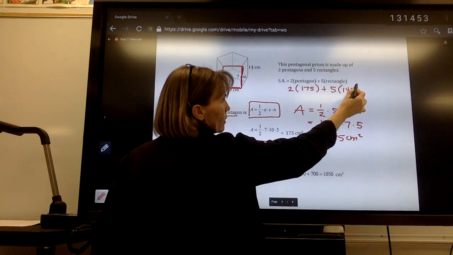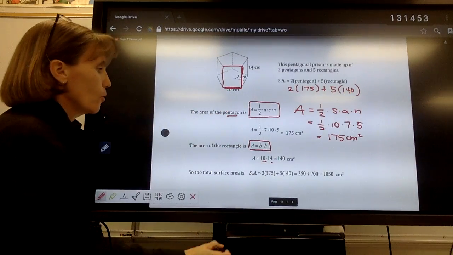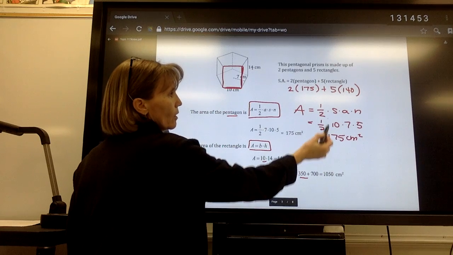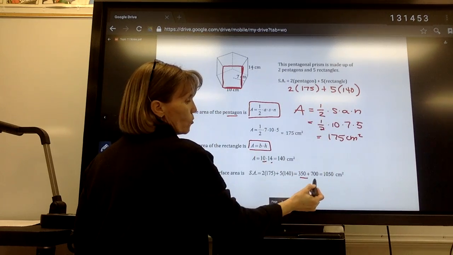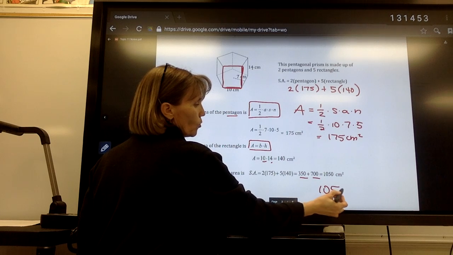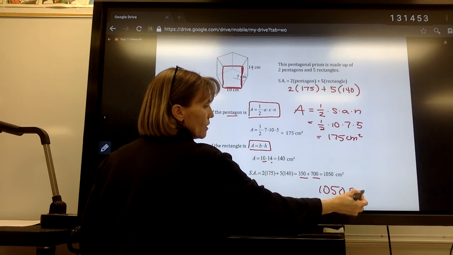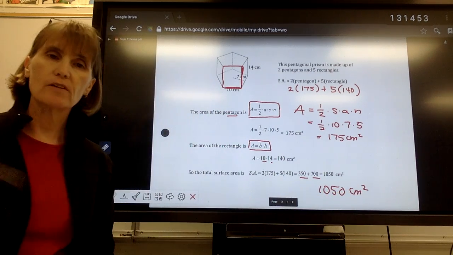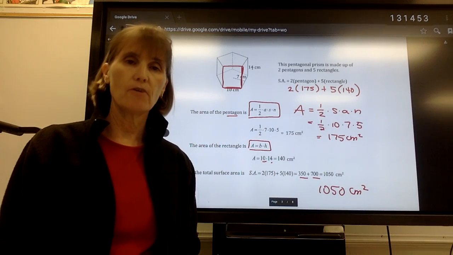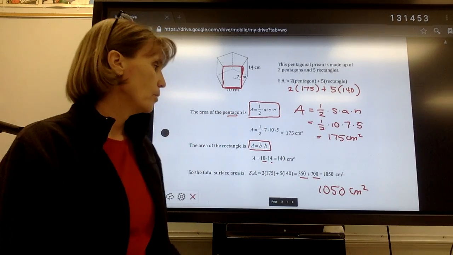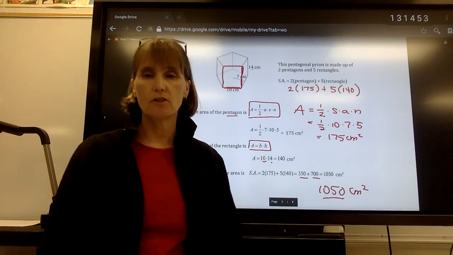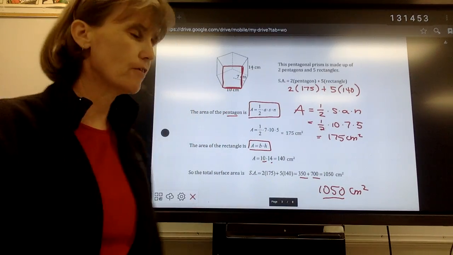And then there were 5 of those faces, so I do 5 times 140. So on your calculator, you're going to want to take 2 times 175, that's 350, and 5 times 140, that's 700, and you add them together, and we have a grand total of 1,050. And it's a surface area, so it's going to be centimeters squared. It's a type of area, so it's a squared unit. But all 7 of those faces added up is 1,050. Okay, that's how you find surface area.